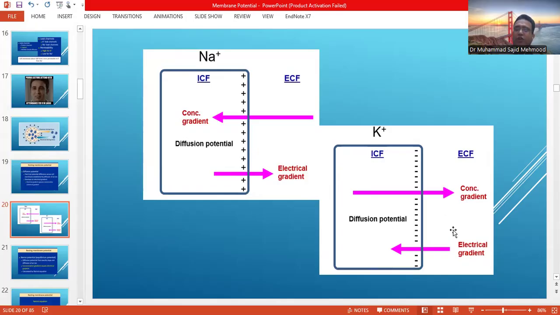It will pull the positive potassium ion from the extracellular fluid into the intracellular fluid, and this movement of potassium ion from the extracellular fluid into the intracellular fluid due to the electrical forces is called the electrical gradient.